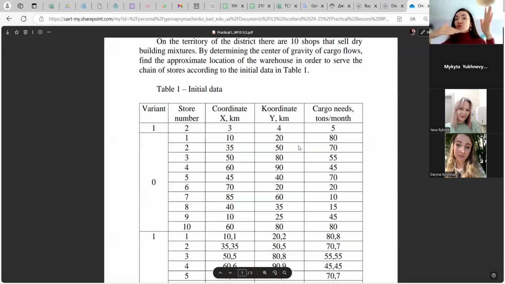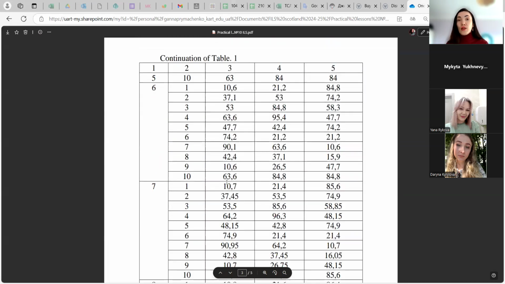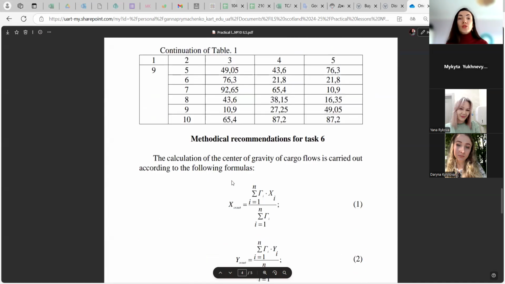For example, for variant 0, the first shop is located at 10 kilometers and 20 kilometers. We can show it on the picture: we have points where our stores are located, and we have information on how much cargo every store needs every month. The period is months and the cargo is measured in tons, so we calculate it in tons for 1 month. And for every store we have the same information, for every variant today. We shall use it later.